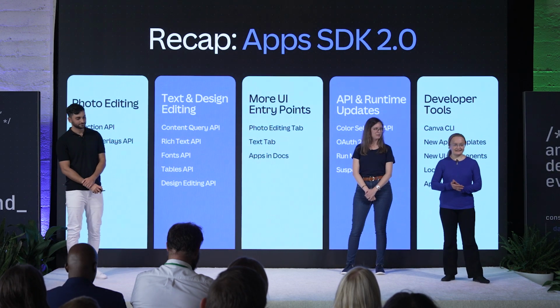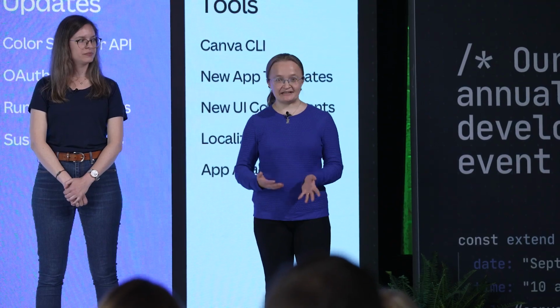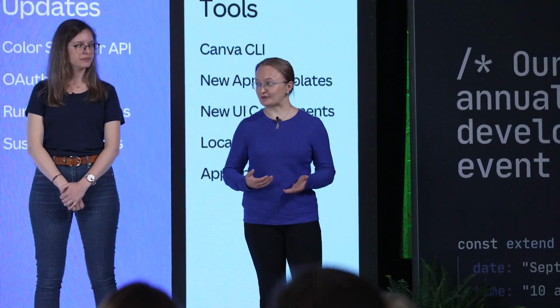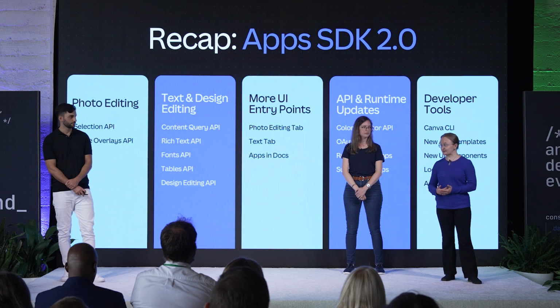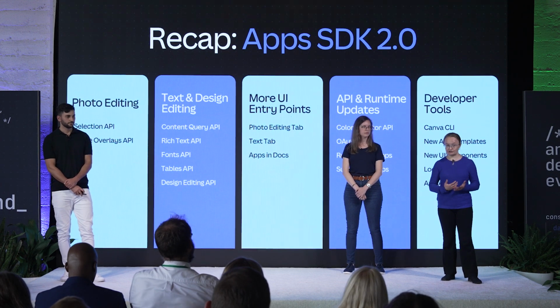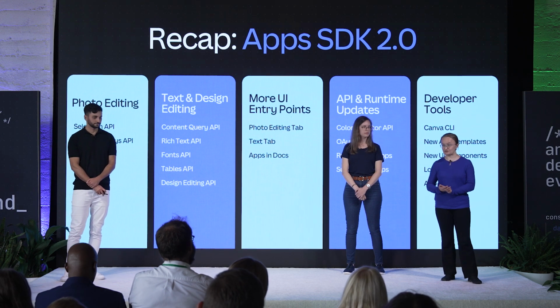Thanks, Anto. Apps SDK v2 brings a range of powerful new capabilities, making it easier than ever for developers to join us on our mission of empowering the world to design. Over the past year, we've launched new APIs to support photo editing apps, text editing apps, and design editing apps. We've also launched apps in new UI entry points, such as apps in the photo editing panel and apps in the text tab, and we've just launched today apps in Docs. We've launched a new color selector API, giving apps access to brand kit and document colors. We've made it easier for apps to implement OAuth, and we've enabled multiple apps to run at once.